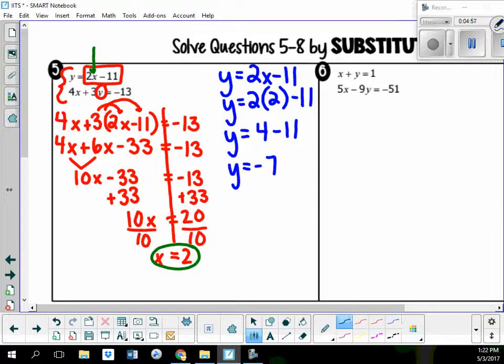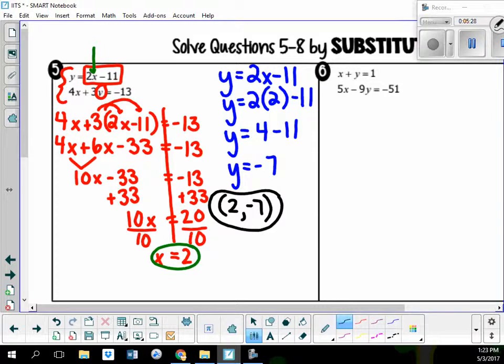So my answer for this problem, x is 2, y is negative 7. Write it as an ordered pair. I'll just circle it so we can find it. And there is my answer. Okay, we're going to do another one together. But before we do, will you show me a fist to 5 about how you're feeling about this? This is like, oh my gosh, I'm so lost. This, I could teach this. This is like, I'm pretty confident about it.